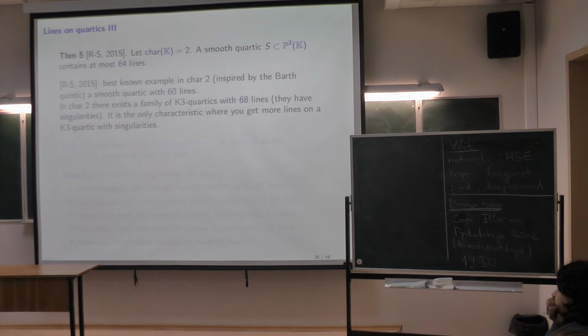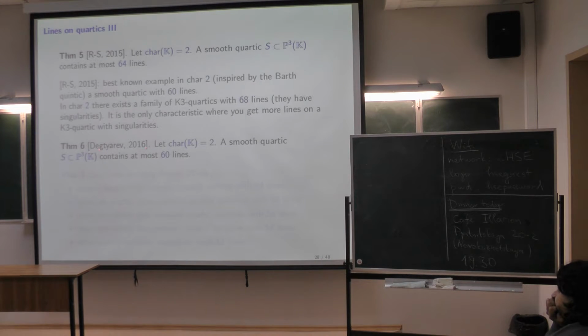What we found at the same time was that in characteristic 2, you may repeat Barth's construction of a quartic with 75 lines to get a quartic with 60 lines, smooth over characteristic 2. But you can construct a family of K3 quartics with 68 lines. Yeah, I mean, this is what essentially violates Fyodor's question. In this characteristic, you may construct a singular K3 surface which contains more lines than a smooth one. Yeah? It's very strange. It's the only characteristic.